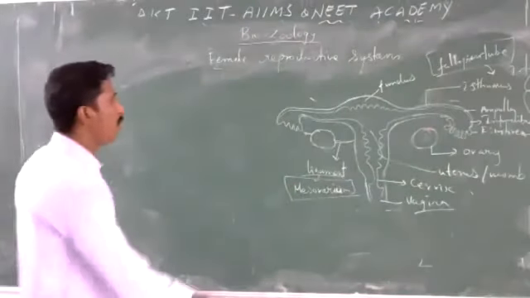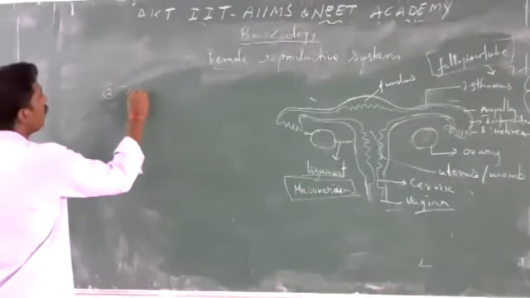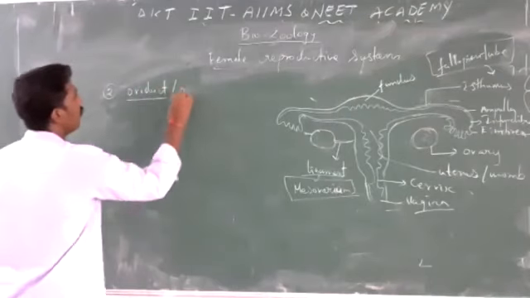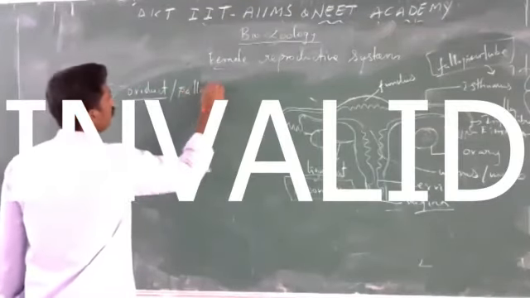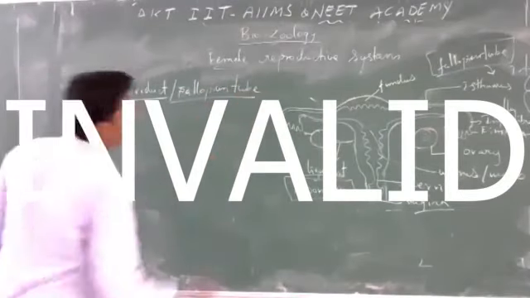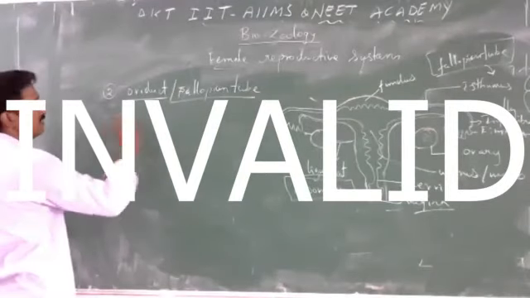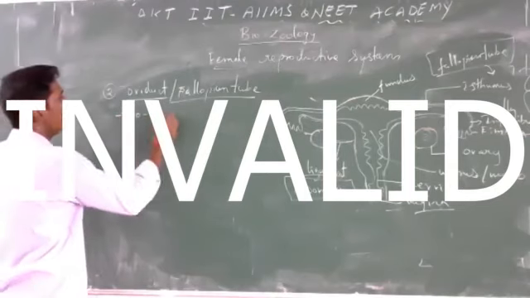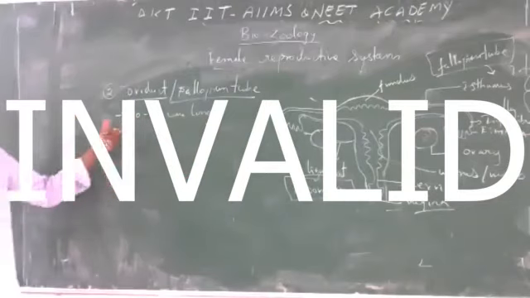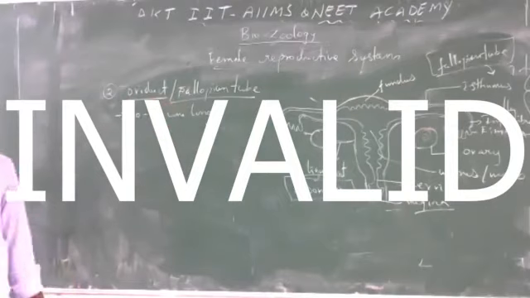We already discussed the ovary. Now we are going to see the second organ, the oviduct, a pair of oviducts or fallopian tubes. The oviduct is a long tubular structure. The size is 10 to 12 centimeter long.